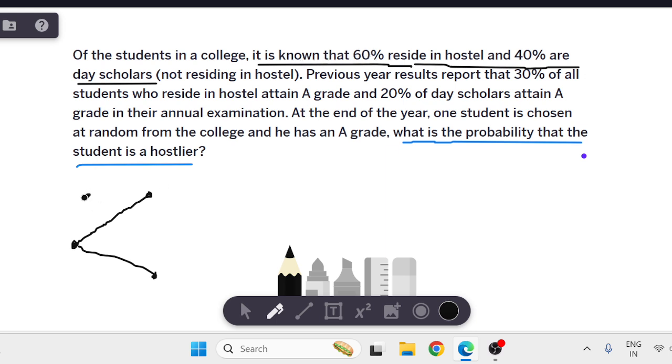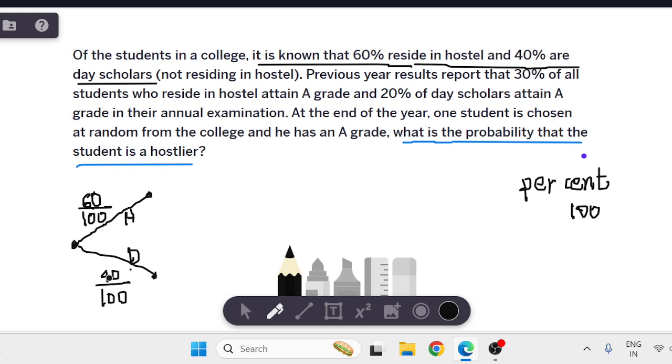So this is 60%. Cent means what? It's like per 100. So per cent, we always talk centum, and centum means 100. So it's like century. This is for hostelier. So I'll mark the event as H so that you have a better way to write. And this is 40 by 100. That is for day scholars, and I'll represent it as T.